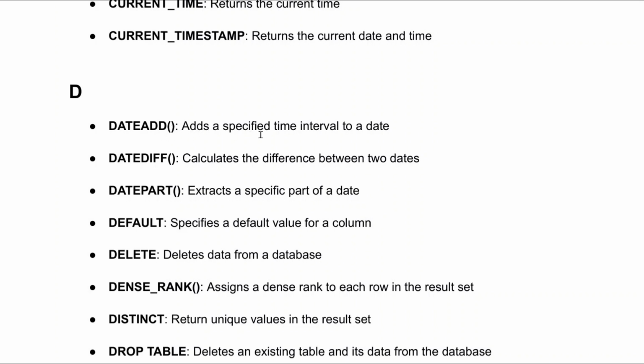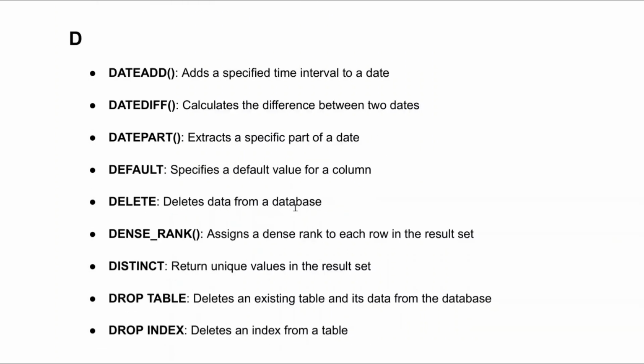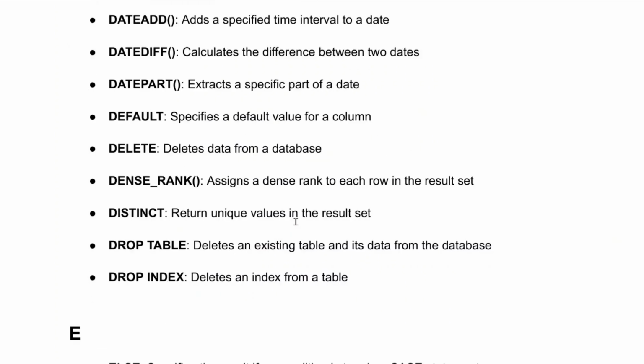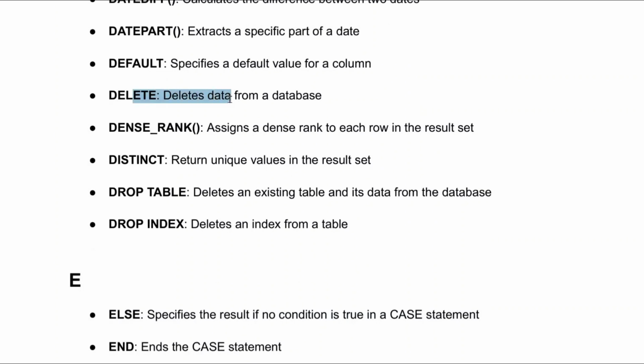DATEADD for adding a specified time interval to a date. DATEDIFF calculates the difference between two dates. DATEPART extracts a specific part of a date. DEFAULT will specify a default value for a column. DELETE deletes the data from the database. This is a very powerful statement. DENSE_RANK assigns a dense rank to each row in the result set. DISTINCT returns unique values in the result set.